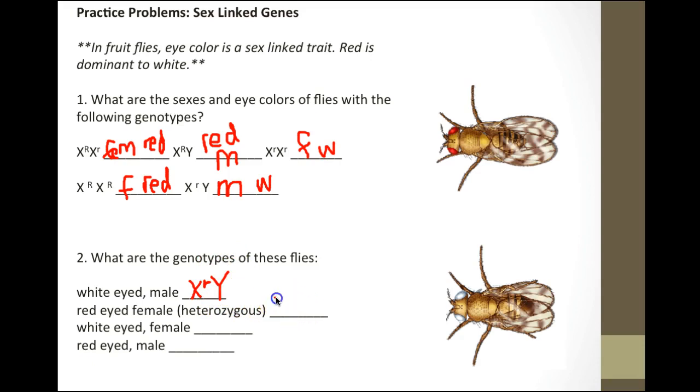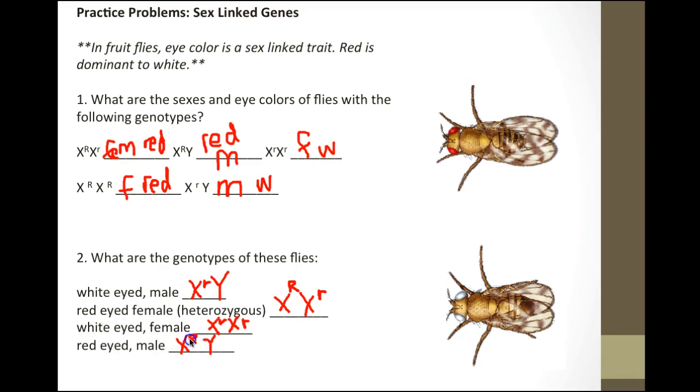Okay, red-eyed female, so it's a female, so we know it's going to be XX. And because it's red and heterozygous, two different alleles, well, one of those X's will be the red, and one of them will be the other allele. All right, female again, so we have XX. White eyes is recessive, so in order to show that white eyes, we have to have both of the X's having a lowercase r. And then male, we know, is XY. And he has red eyes, so that X has a capital R.